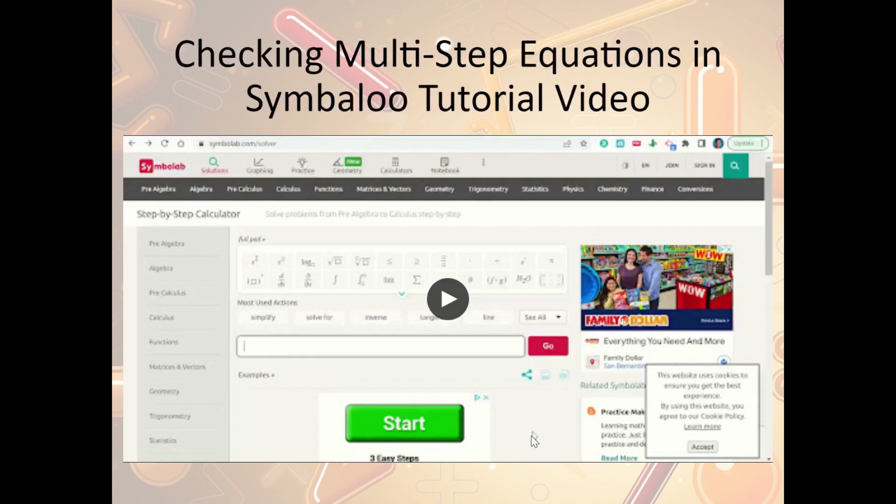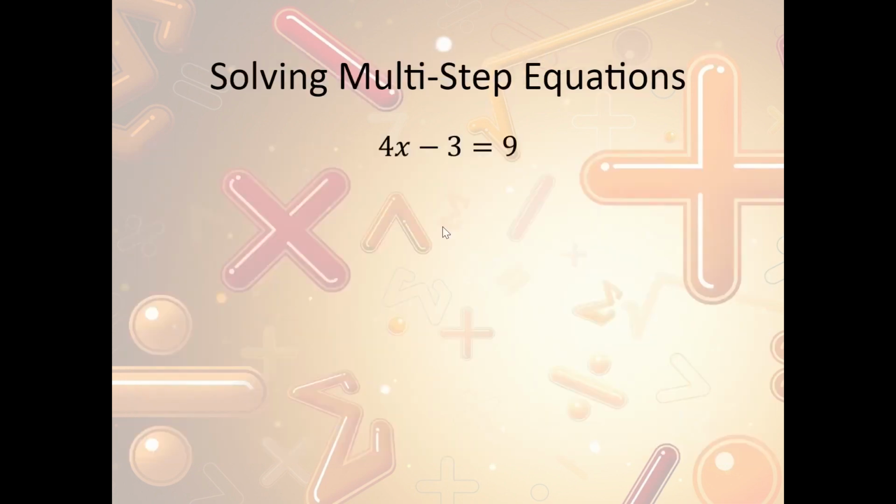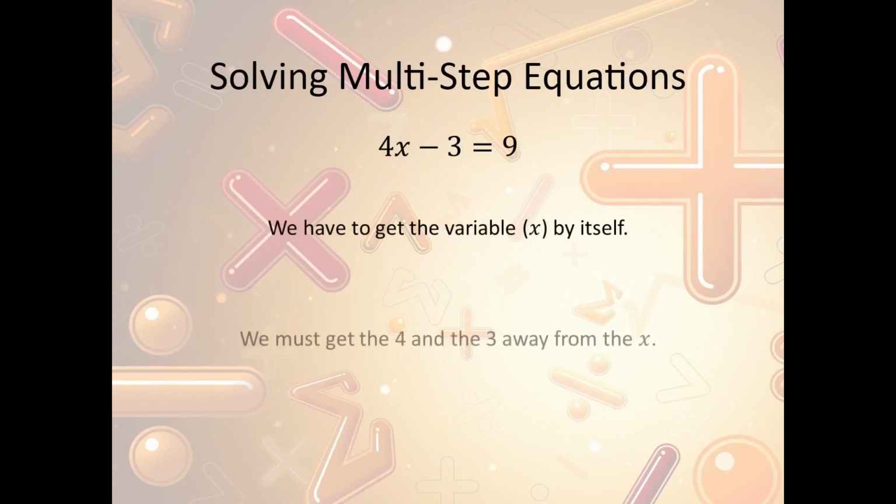Now there's a video here for you to watch that shows you how you can check your work on multi-step equations using Symbolab. Now, our rule is we need to get x by itself, and we need to get the 4 and the 3 away from the x.